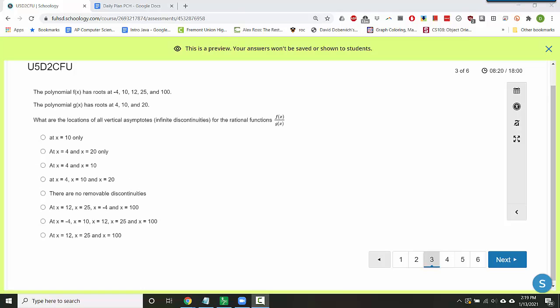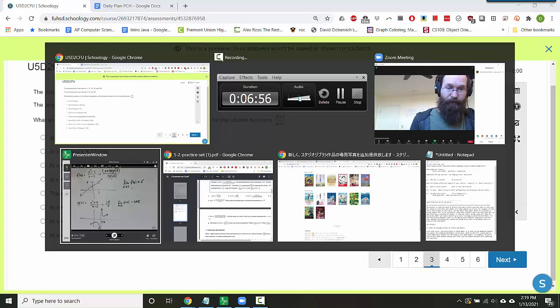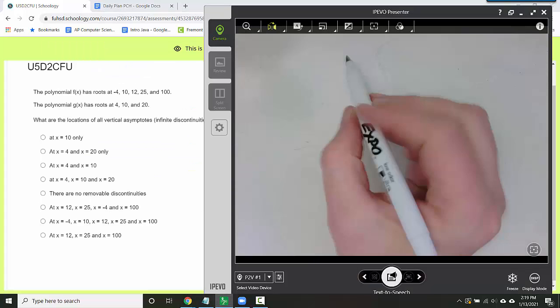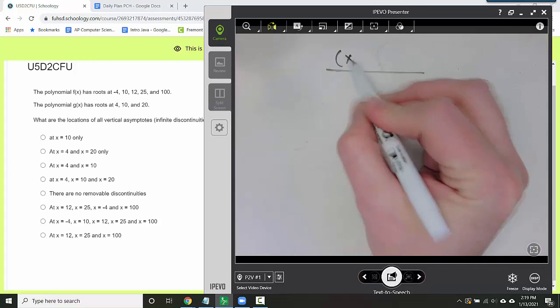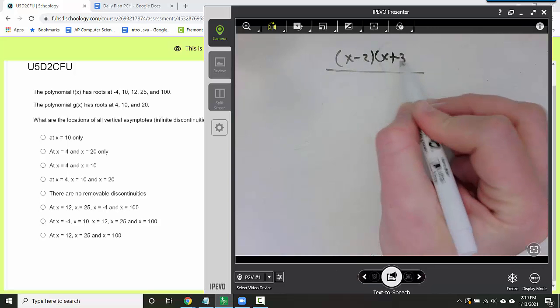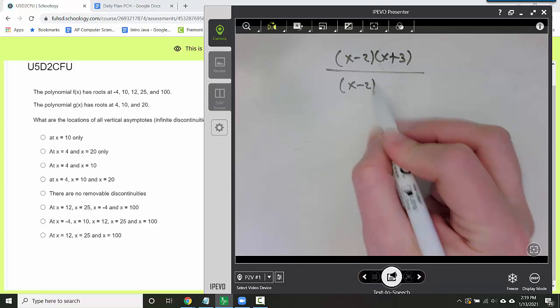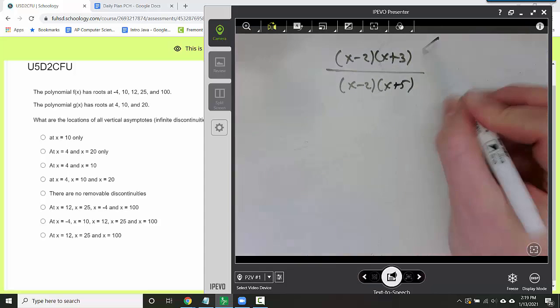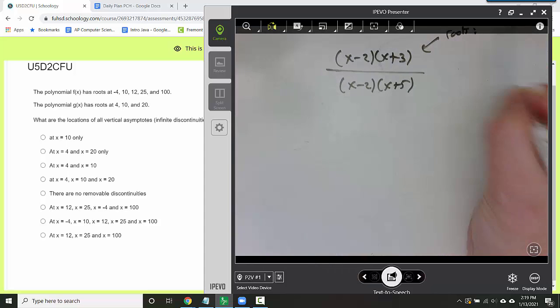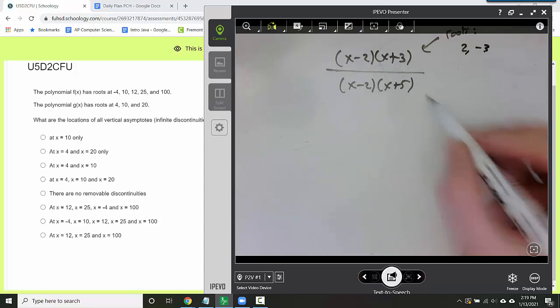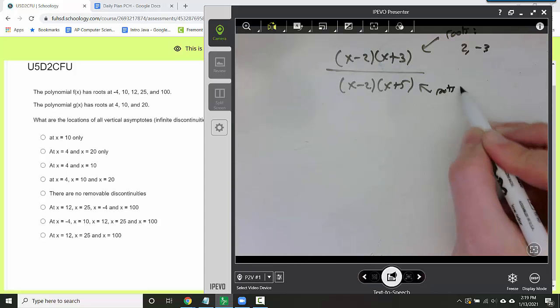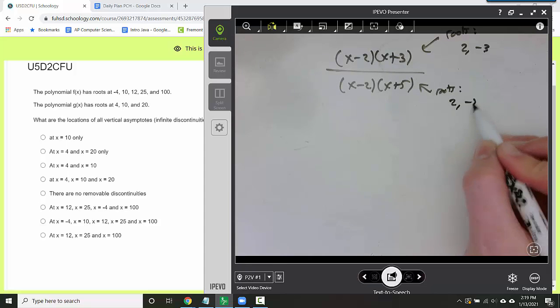So here we've got a polynomial that has a bunch of roots, another polynomial that has a bunch of roots, and we want to know where all the vertical asymptotes are when you divide them. Let's just do an example. If I have x minus 2, x plus 3, and here I've got x minus 2, x plus 5, the numerator has roots at 2 and negative 3. The denominator has roots at 2 and negative 5.